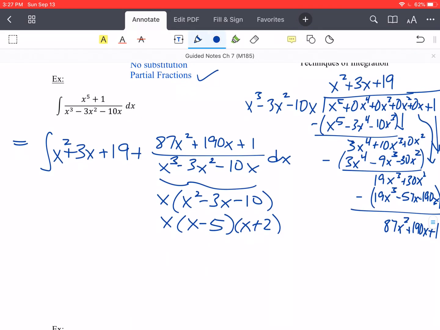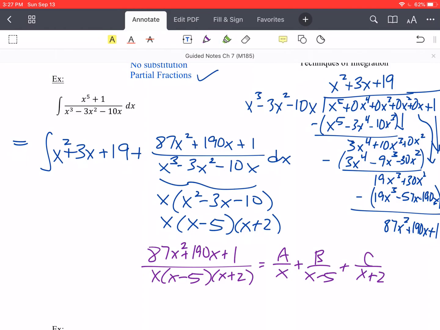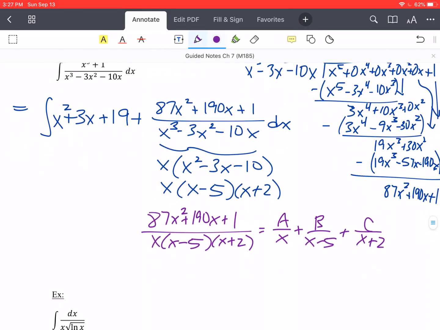So we would need to set up 87x squared plus 190x plus 1 over x times x minus 5 times x plus 2 equals A over x plus B over x minus 5 plus C over x plus 2. Okay, and then we would solve for A, B, and C. I'm just going to tell you what they are because the numbers in this particular problem get quite ugly.